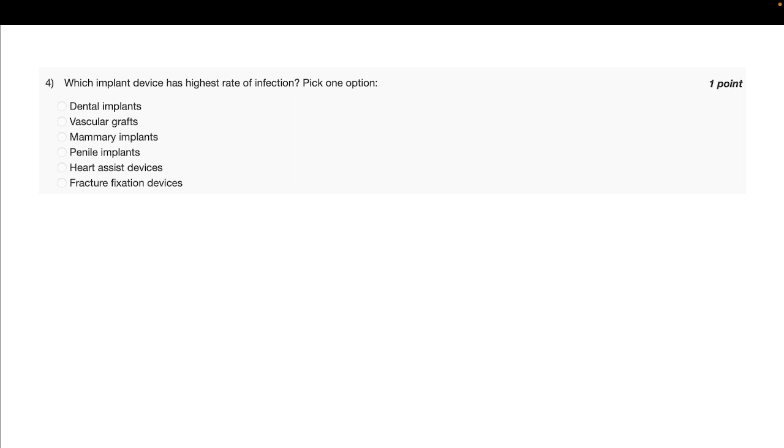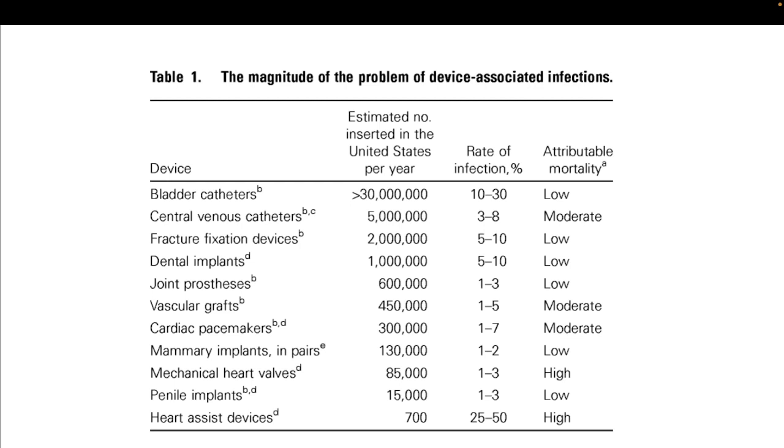Next was, which implant device has highest rate of infection? This was a pretty straightforward question. The answer was heart assisted devices. There's a table in the lecture material listing out the statistics from US. You can go through it.